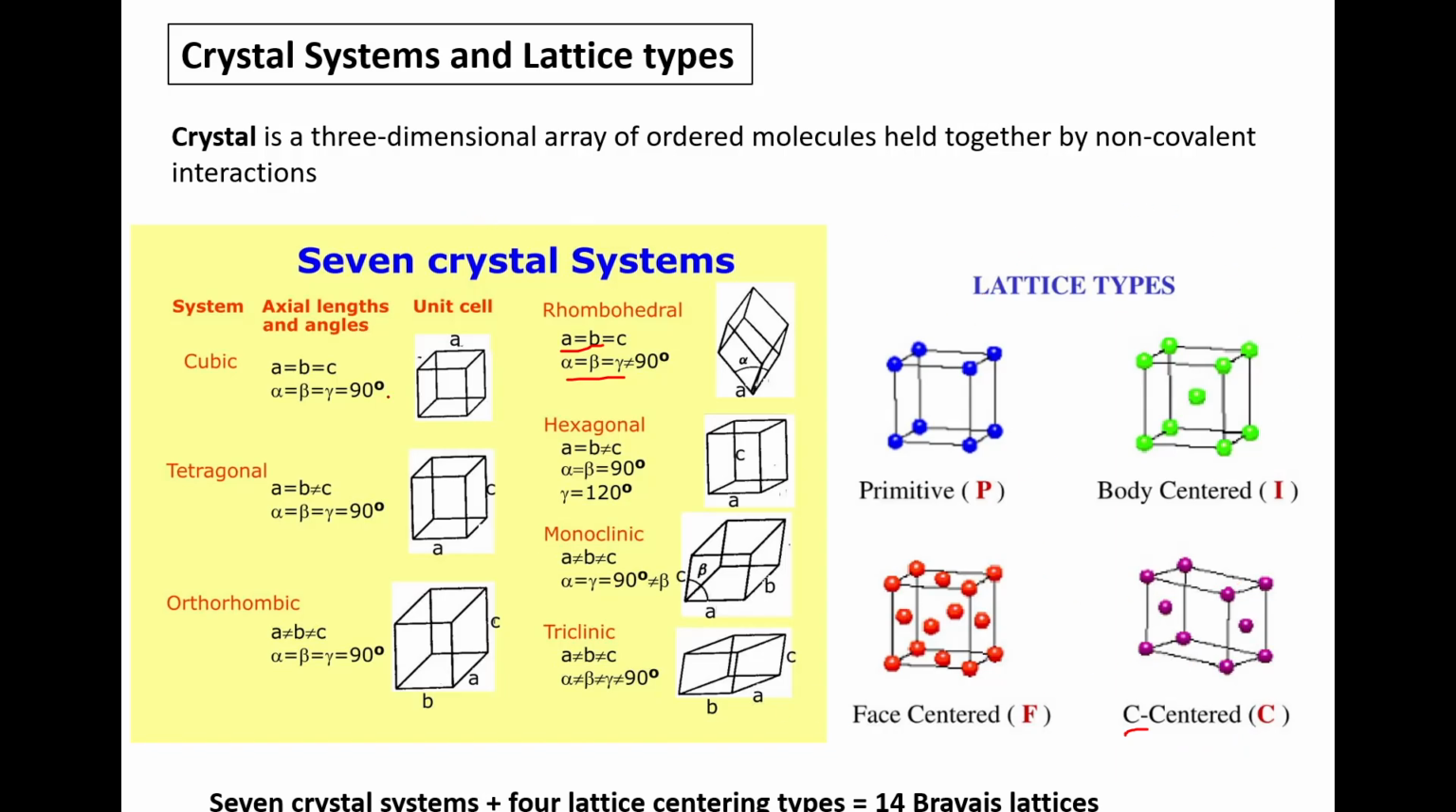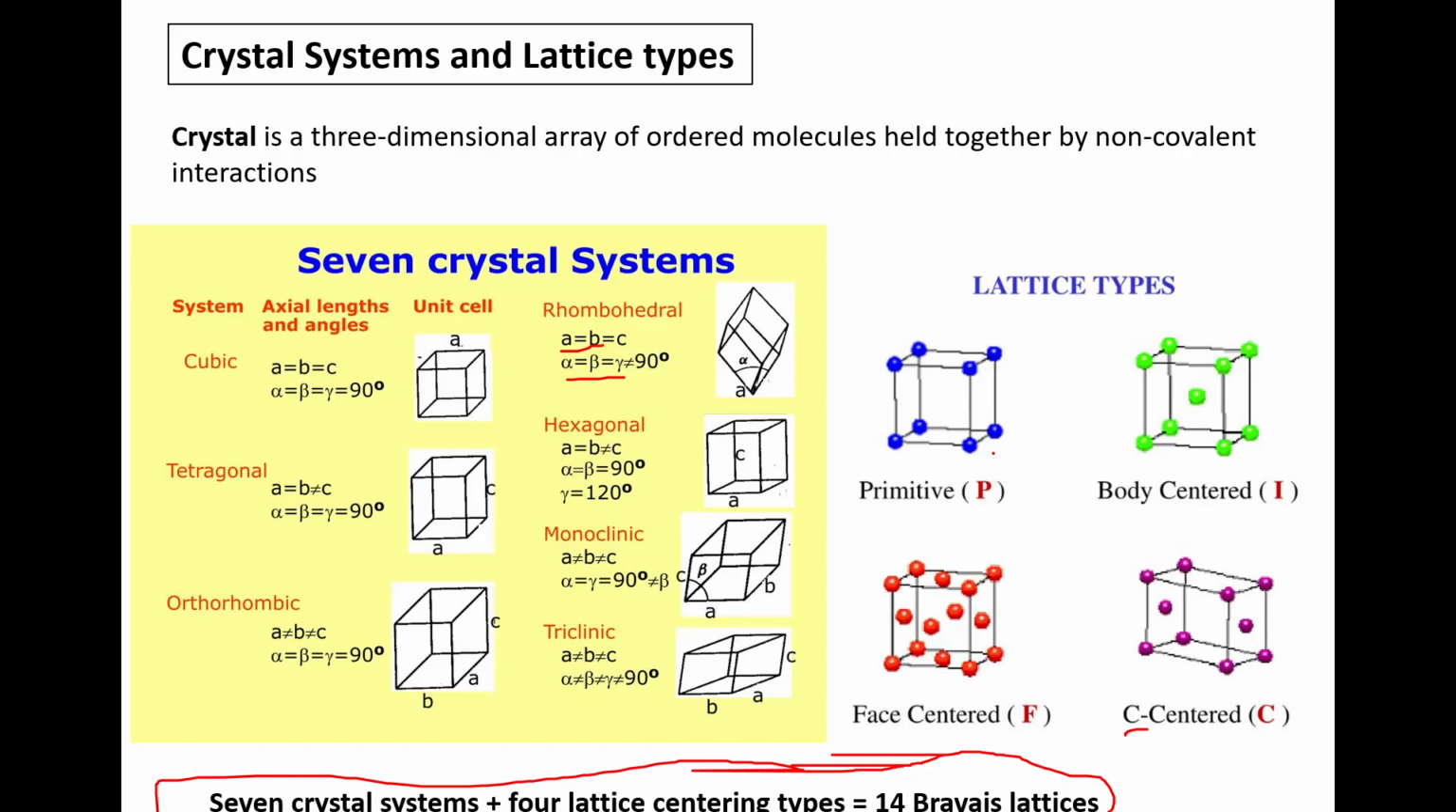Now if you combine all this together, you actually get 14 different lattices. 14 various lattices you get. Okay. So this is what you get from these 7 crystal systems and lattice types.